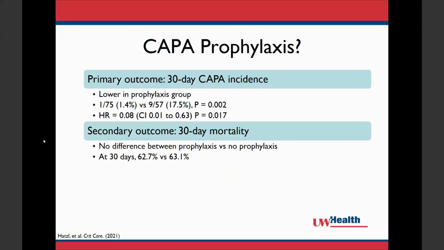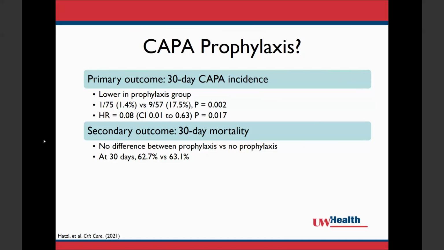So for the primary outcome of CAPA incidence at 30 days, CAPA incidence was significantly lower in the prophylaxis group. However, for the secondary outcome, 30-day mortality had no difference between prophylaxis versus no prophylaxis. And they even looked at this again at 90 days to see if there was a difference later on, and there was still no difference at 90 days.